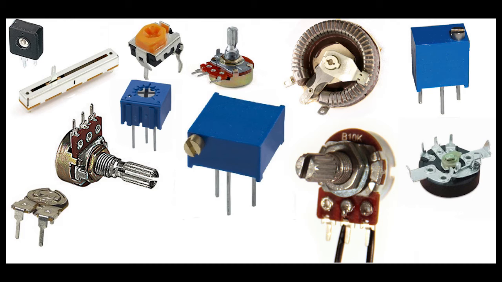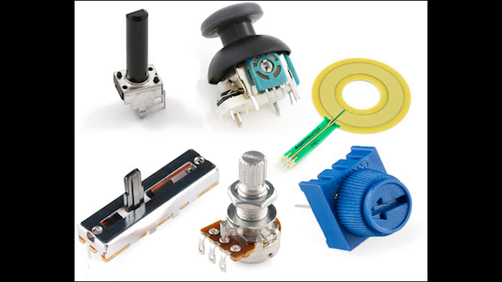There are things called multi-turn variable resistors, which you rotate 10 times, 100 times, or you just spin it round and round and round for a while to get the full amount of resistance from those two legs. And these are used for more high precision applications. Here are some more examples of variable resistors.